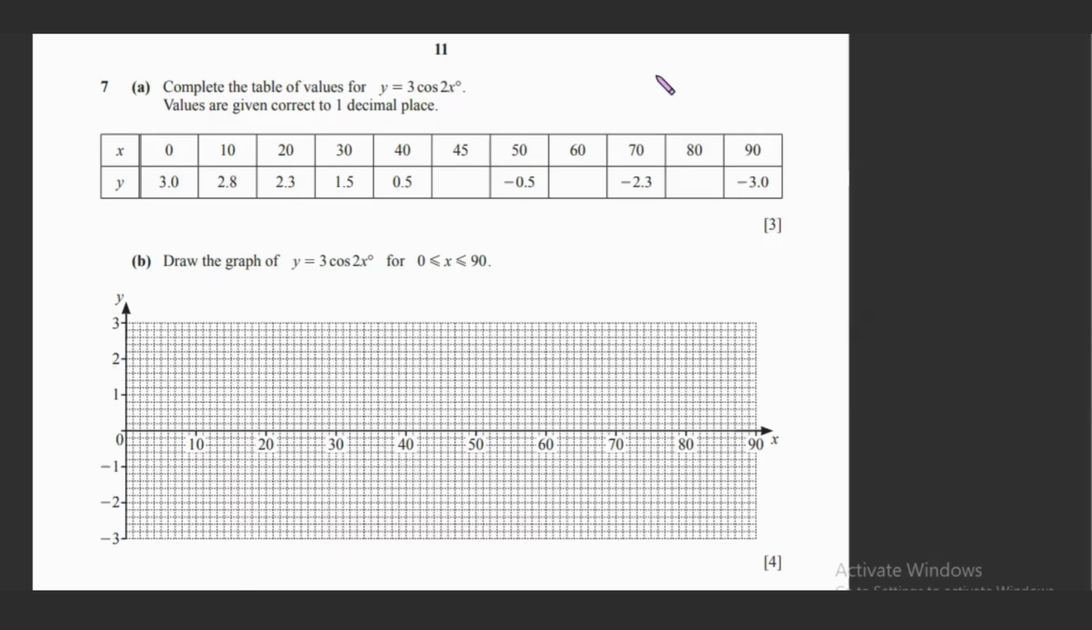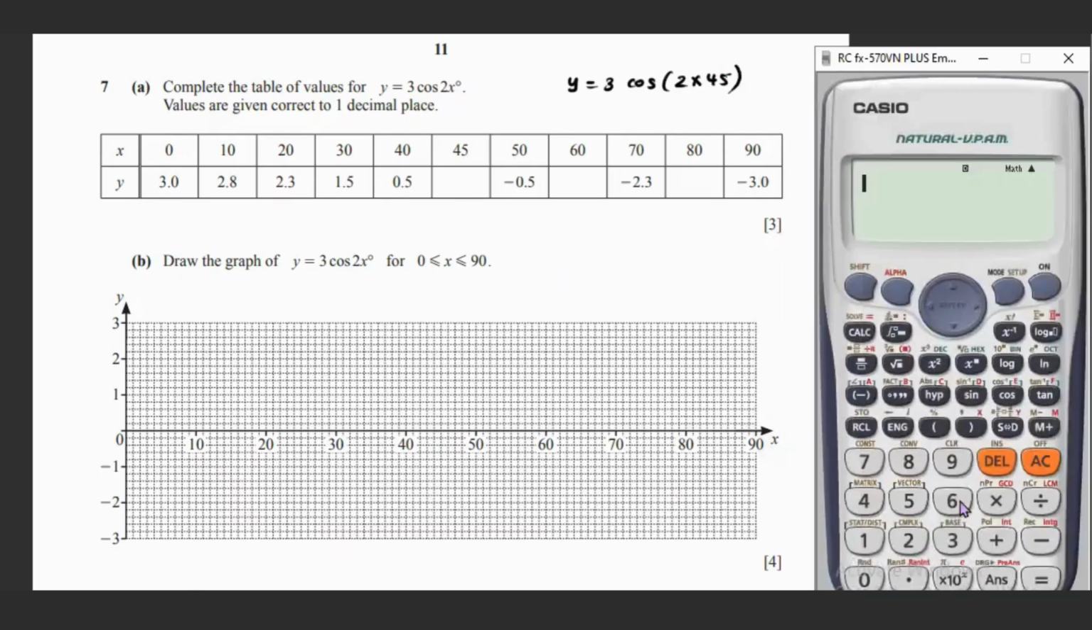So to do that, we have y is equal to 3 cos 2x, which means that is cos 2 times the value of x, which is 45 for the first one. Let's put this in the calculator and see what we get. So it's going to be 3 times cos 2 times 45. So the first one's value is going to be 0. The next one is when the value of x is 60. So I'm going to make this into a 60 and see what we get. So this is equal to minus 3 over 2. So correct to one decimal place is minus 1.5.